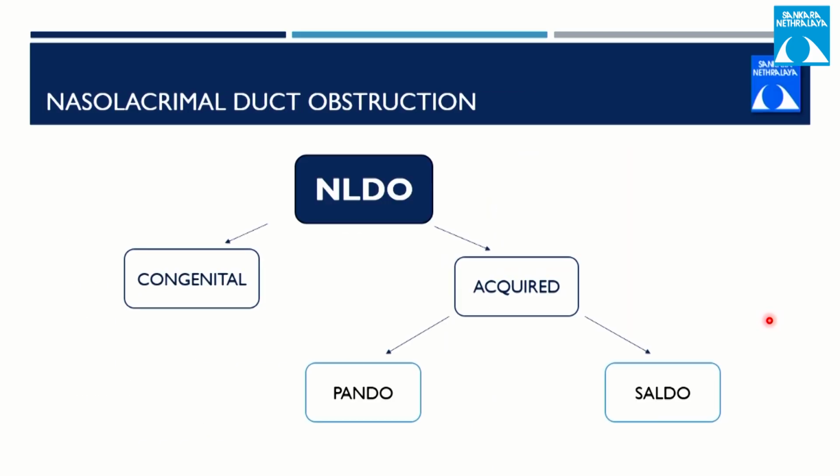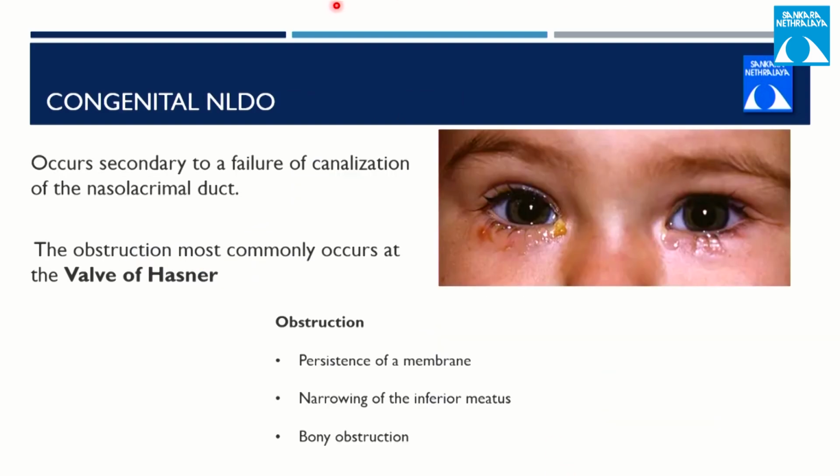Okay. There are two types of nasolacrimal duct obstruction, the congenital and the acquired. In acquired, you have primary acquired nasolacrimal duct obstruction and the secondary acquired. Now we'll talk a little about the congenital NLDO. It occurs secondary to a failure of canalization of the nasolacrimal duct, and usually the obstruction occurs at the level of the valve of Hasner. This obstruction could be a persistence of a membrane, or a narrowing of the meatus, or a bony obstruction as such.